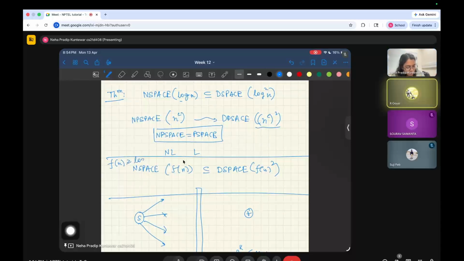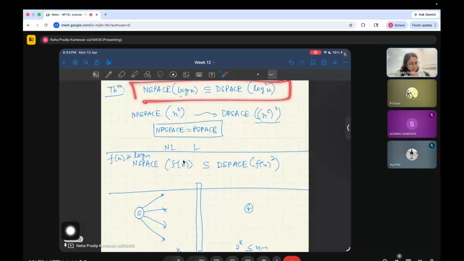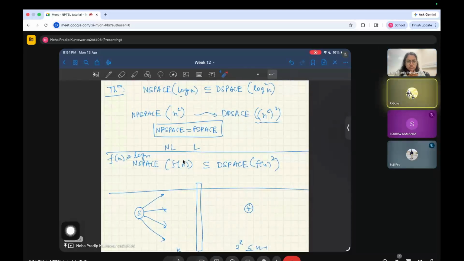Is this statement also true, that NSPACE of log n is contained in DSPACE of log squared n? Yes, if you just substitute f(n) to be log n, then you would get this. It is a special case of the theorem, if you just take f(n) to be log n.